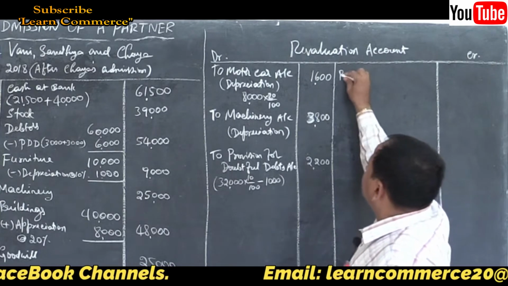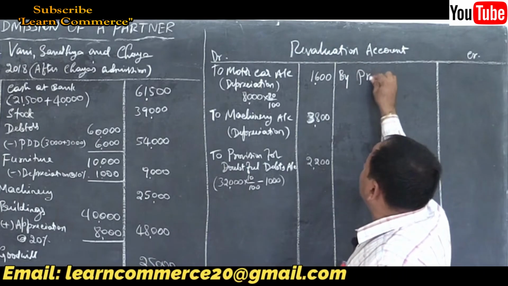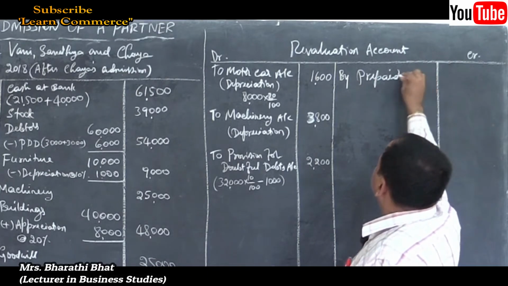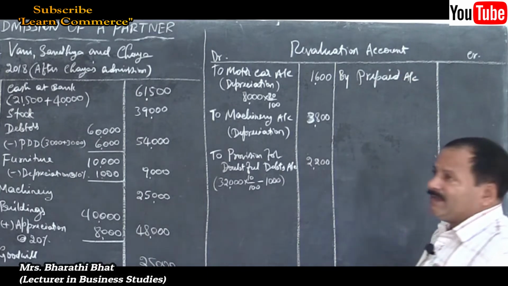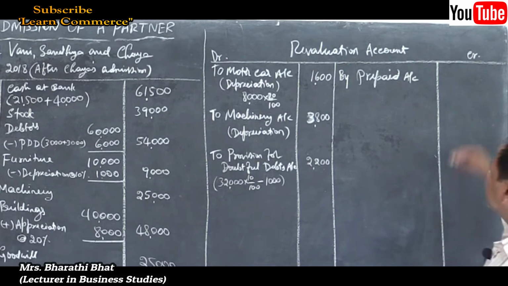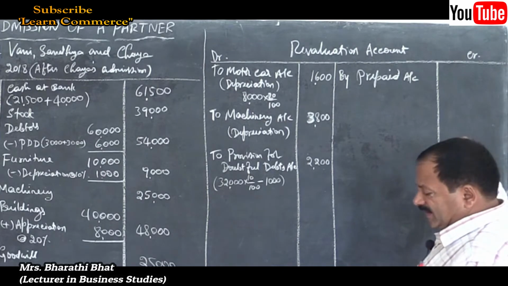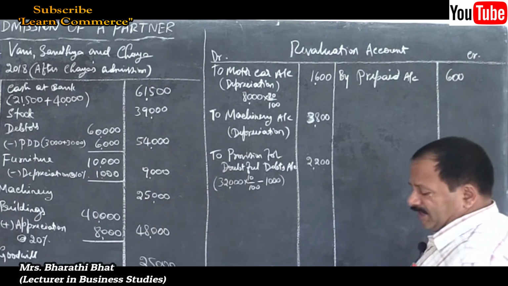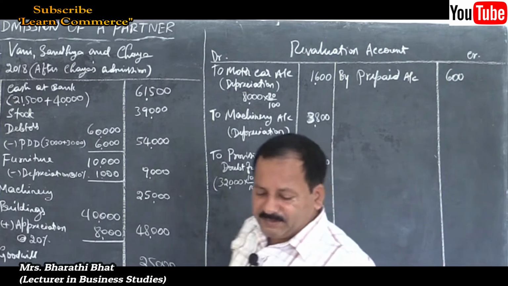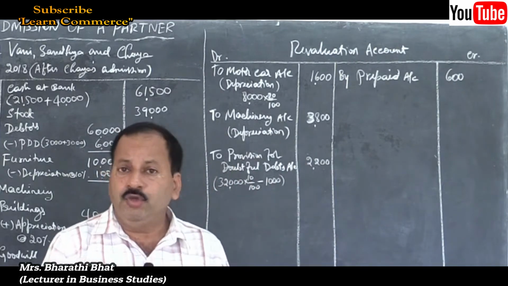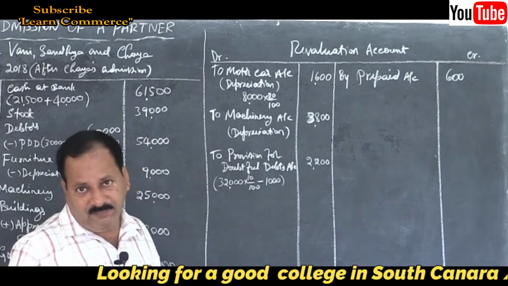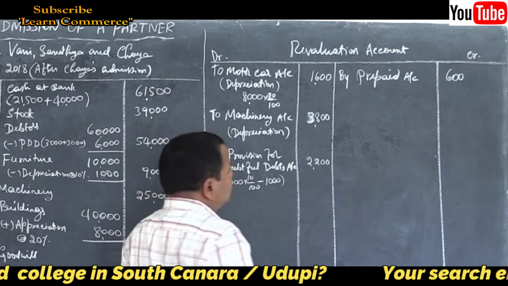On the credit side, there is an item, that is prepaid rent. I already told you, expenses paid in advance. It shouldn't have been paid, we paid it in advance, right? So how much is the prepaid rent? 600. That's all. Now the entry on the credit side is done. Find out the difference, and transfer it to old partners' capital accounts in their old profit sharing ratio. So how much is it? Which side is greater now?